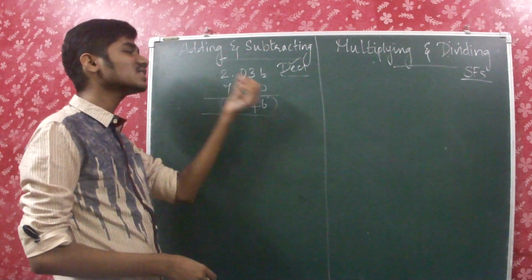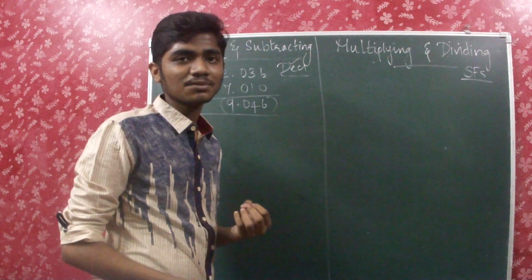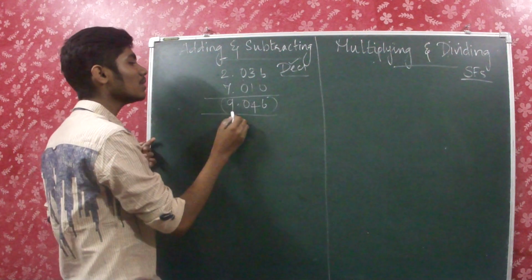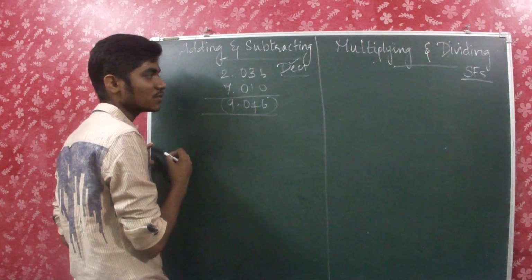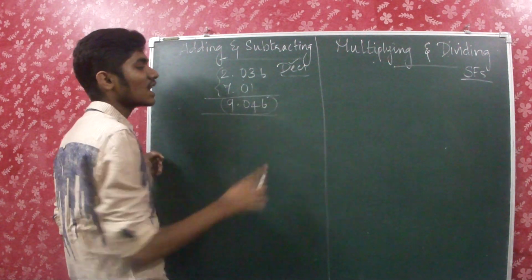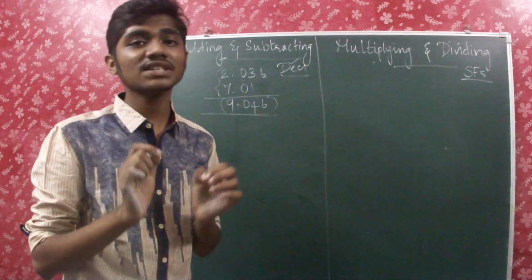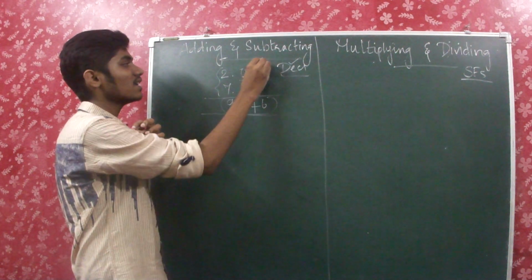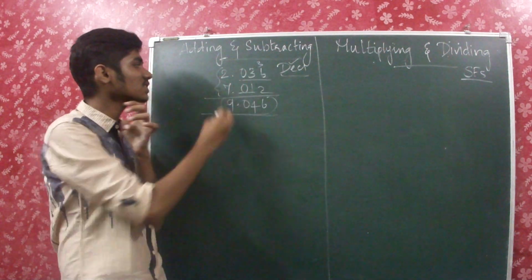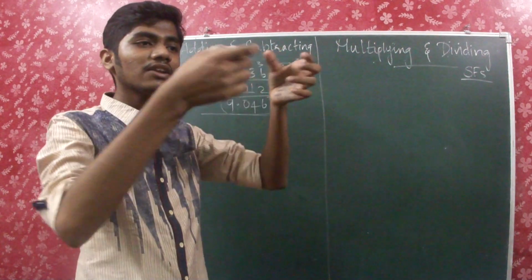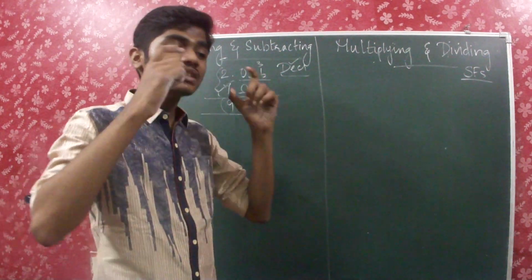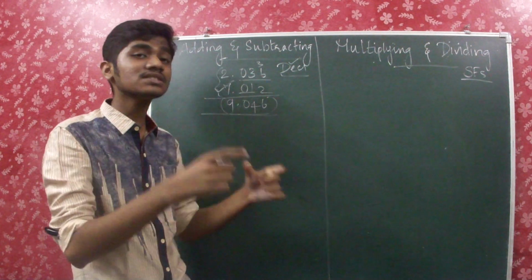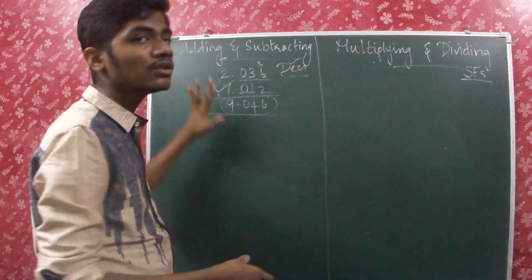So here in addition and subtraction, I told you that you must be careful about the decimal places. What is that you have to be careful about? Listen here. If you are taking two numbers like this and it comes out to be 9.046, you must check the number which has the least number of decimal places. Which number has the least number of decimal places? Here it's 3 and here it's 2. So this number has the least number of decimal places, and your final answer must have the same number of decimal places as the one which has the least decimal places among the two given values.